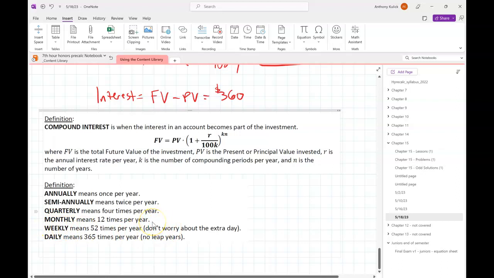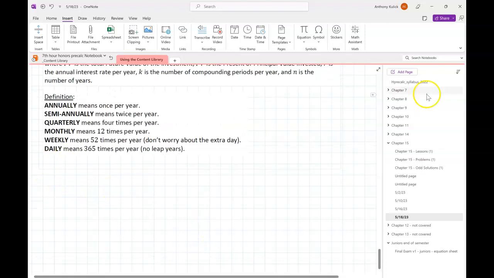And change, but we're not going to worry about the change. And then daily is 365 and change. We're not going to worry about the change, though, right? There's a leap year every once in a while because there's leftover hours at the end of each year. But we don't give a rip about that.